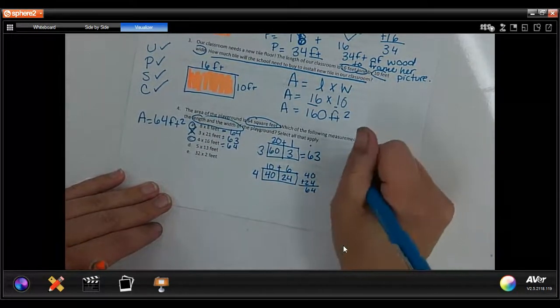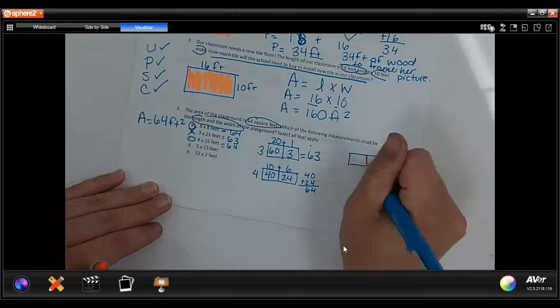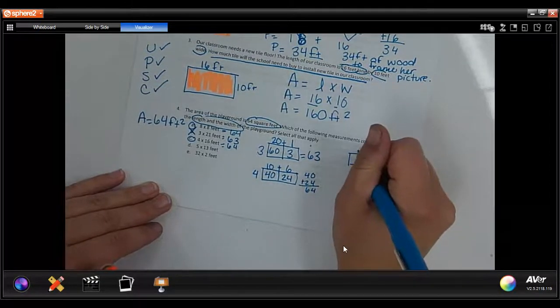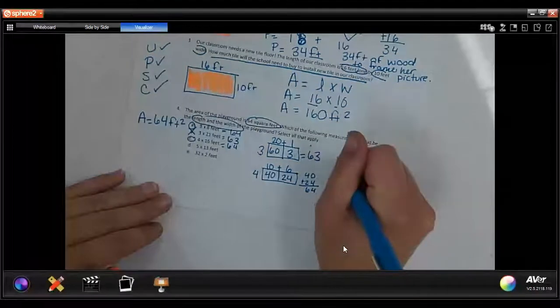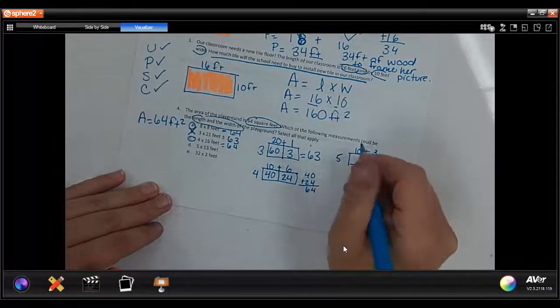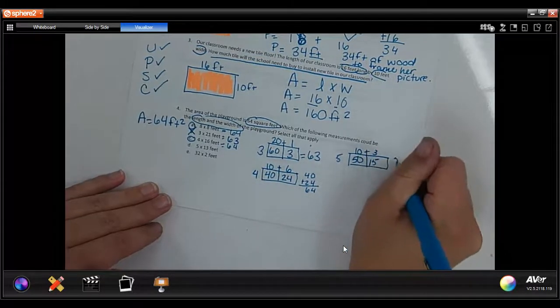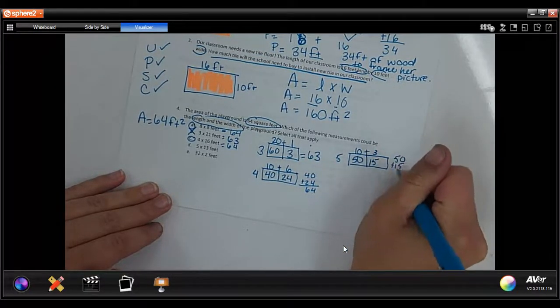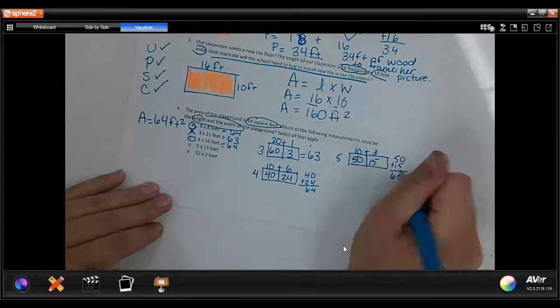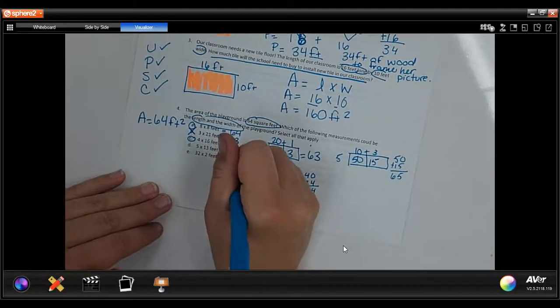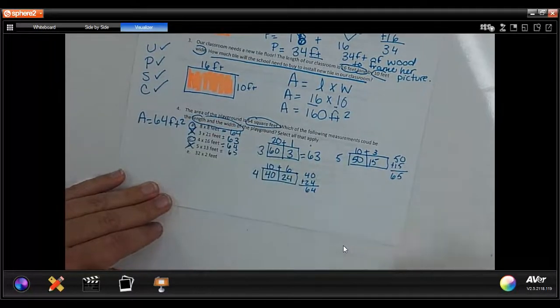D, 5 times 13. I'll use my area model again. 10 plus 3 on top. The side is 5. 5 times 10 is 50. 5 times 3 is 15. 15 plus 50, add them up, would be 65. So that is not one of my answers because it's not 64.